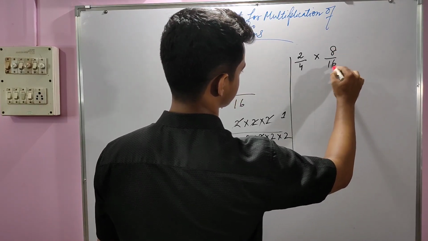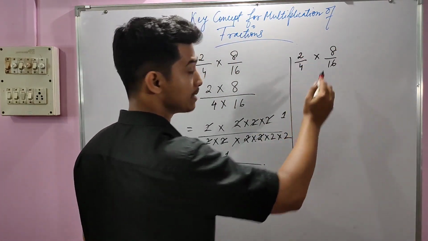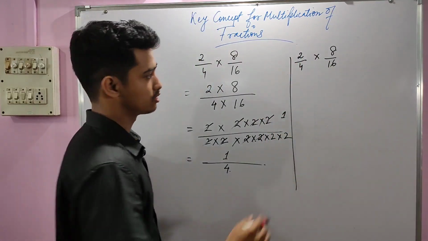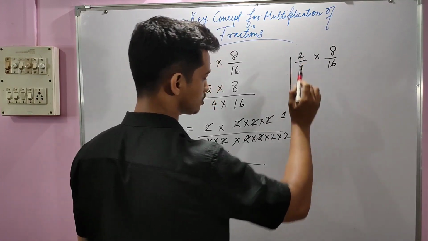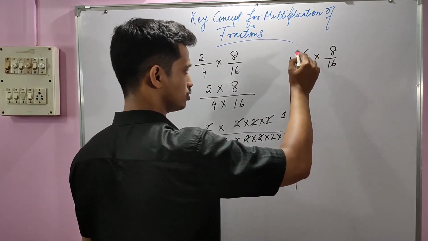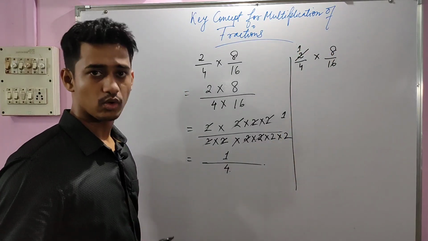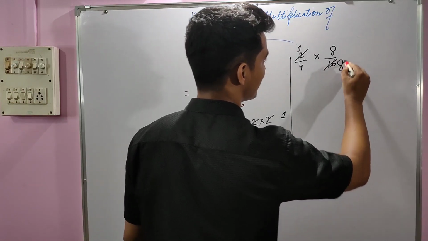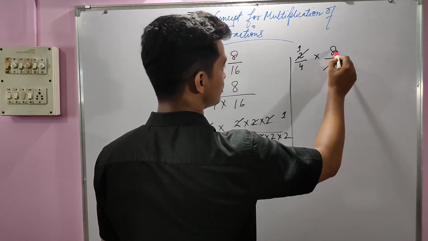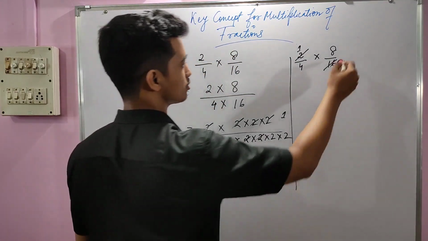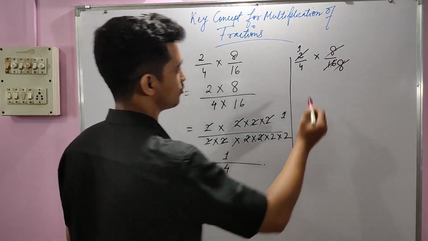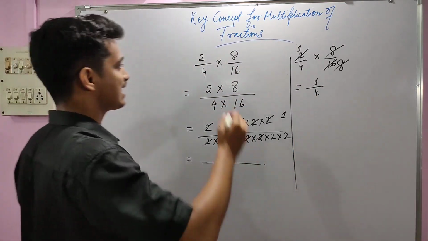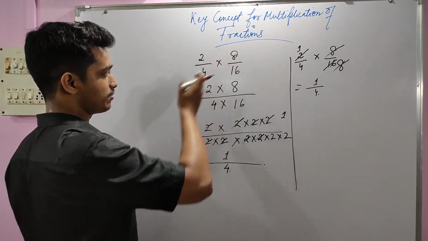8 by 16. You can cancel out from here only. Now see, in the numerator 2 is there, in the denominator 16 is there. So the common factor between 16 and 2 is 2. So 2 gets cancelled and what remains? 1. And for 16, 2 into 8 is 16. So that means 8 is over here. Now in the numerator and denominator both 8 are there, so we can easily cancel out 8 by 8. So what is the answer? 1 by 4. So the key concept is that we can cancel out in cross form as well.